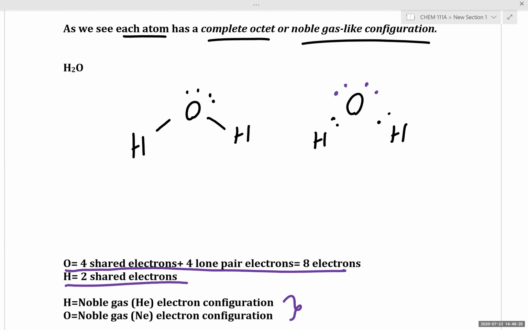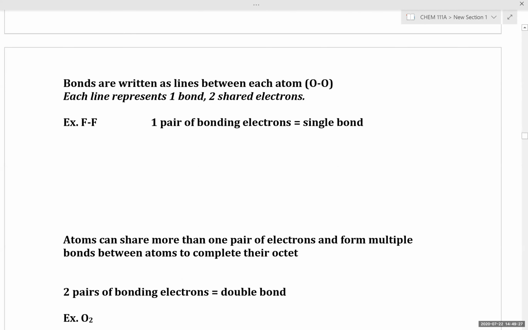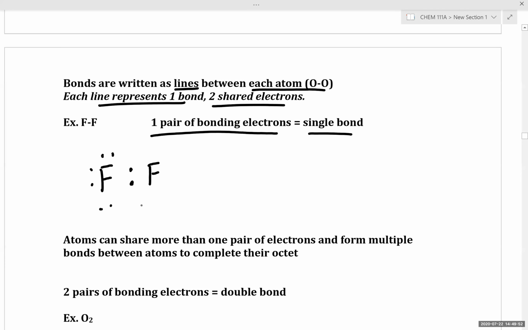So let's keep going now, and let's talk a little bit about how bonds can be represented and the different types of covalent bonds. Bonds are commonly written as lines between each atom. Each line represents one bond, which is 2 shared electrons. If we have one pair of bonding electrons, that's known as a single bond. So for example, a fluorine-fluorine bond is known as a single bond because we are sharing 2 electrons. This can be written as a single line between our fluorine atoms.